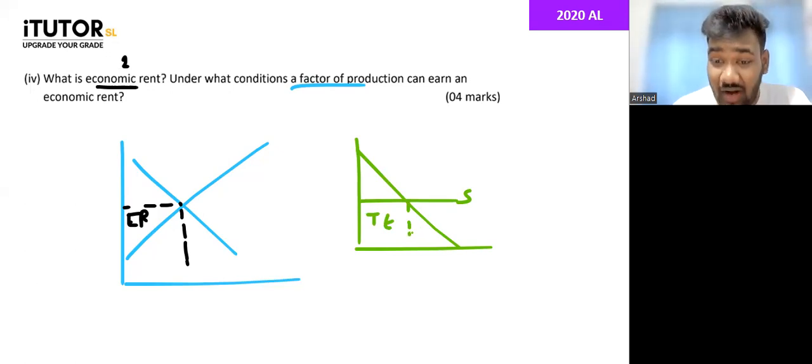So in what condition will you have an economic rent? As long as supply is not perfectly elastic, you can say that the factor of production will earn some sort of economic rent. Let me show you the actual marking scheme answer. You will see that they have not written much, guys. You don't have to say perfectly inelastic also. Any other situation, you will be earning economic rent.